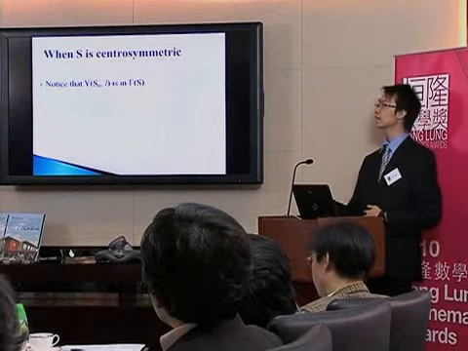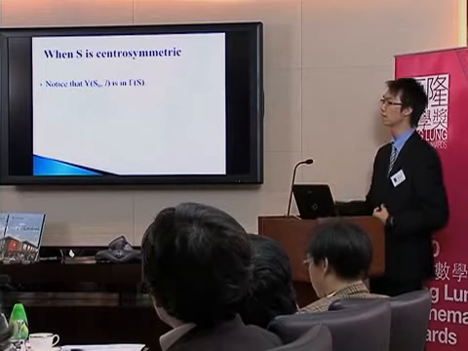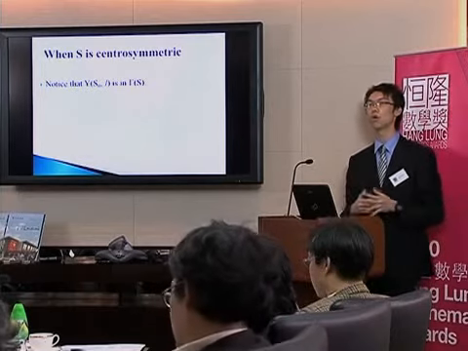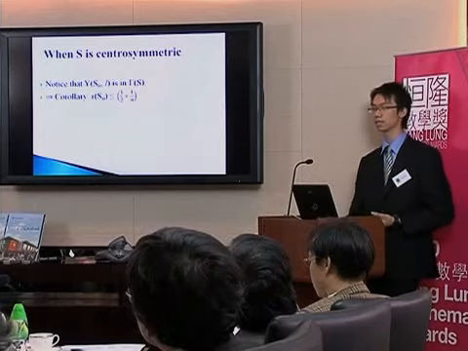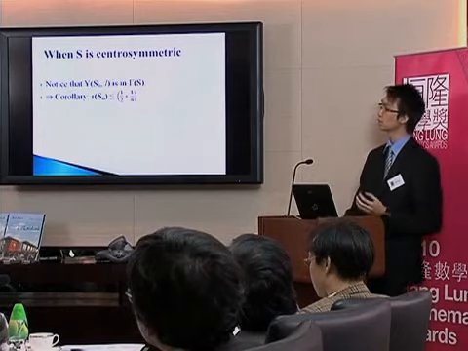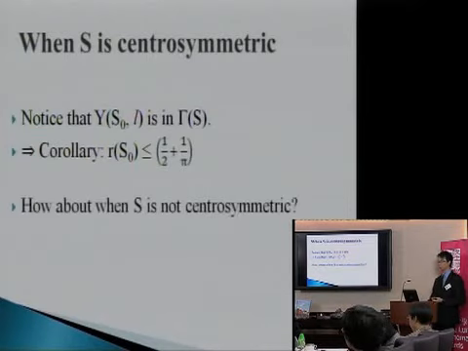We notice that the yurt, by my definition, is always in gamma S, which means that its convex hull always covers this convex set S. And so we have the corollary that the ratio is always less than or equal to 1/2 plus 1 over pi. So we have dealt with the case when S is centrosymmetric. But how about the general case?